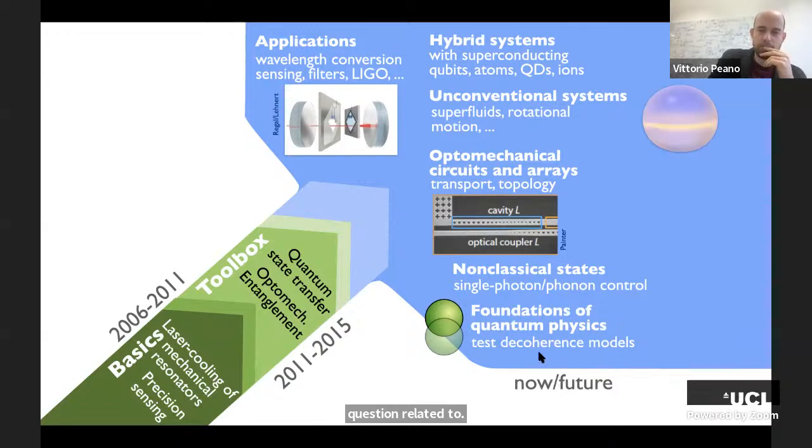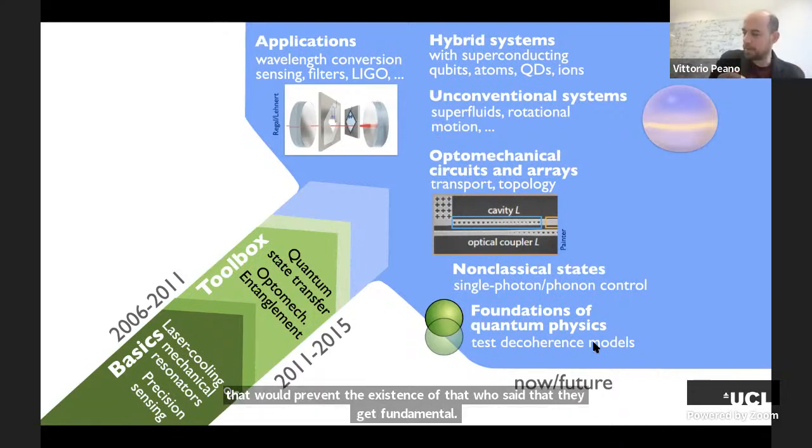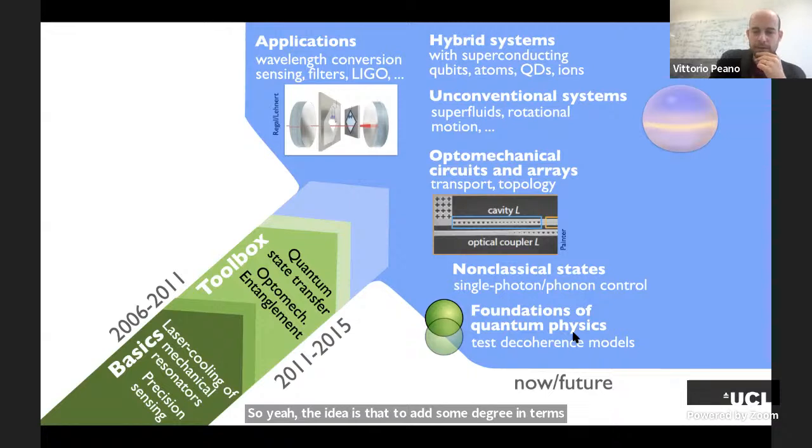A big direction of optomechanics is the foundations. The idea is to try to create quantum superpositions of larger and larger mechanical objects and to test collapse models, proposals that want to extend quantum mechanics. The idea is to add some decoherence terms that would set a fundamental limit to the possibility of creating a quantum state in the macroscopic world.